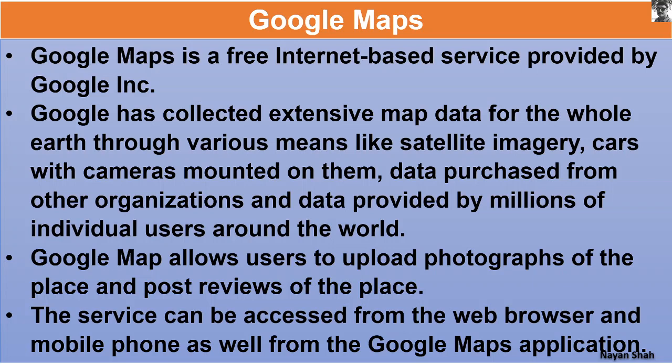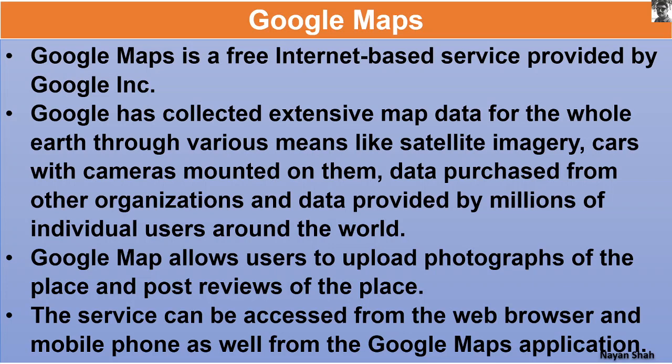So all this data they collected using satellite imagery, cars, that is the cars like automatic car or even the passenger car, where they keep the camera mounted on the car and then they record the location, all the streets and everything. And data purchased from other organizations, like local organizations who have got some data, they might have purchased from that, and data provided by millions of individual users around the world.